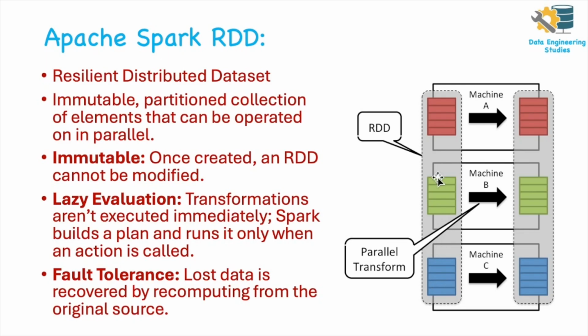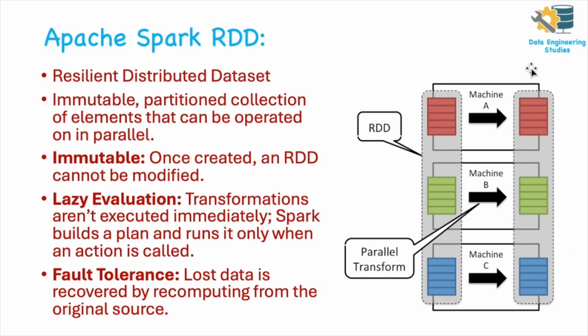In this diagram, we have two RDDs. This is RDD1 and this is RDD2. Each RDD has three partitions that are processed in parallel in this cluster. An RDD is immutable. It means that once the RDD is created, it cannot be changed. Any transformation creates a new RDD instead of modifying the original. In this diagram, the arrow represents a transformation and it is creating a new RDD.